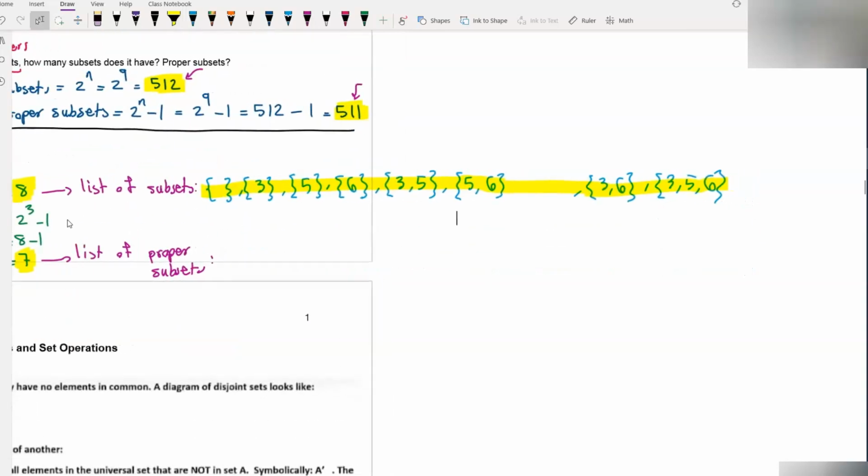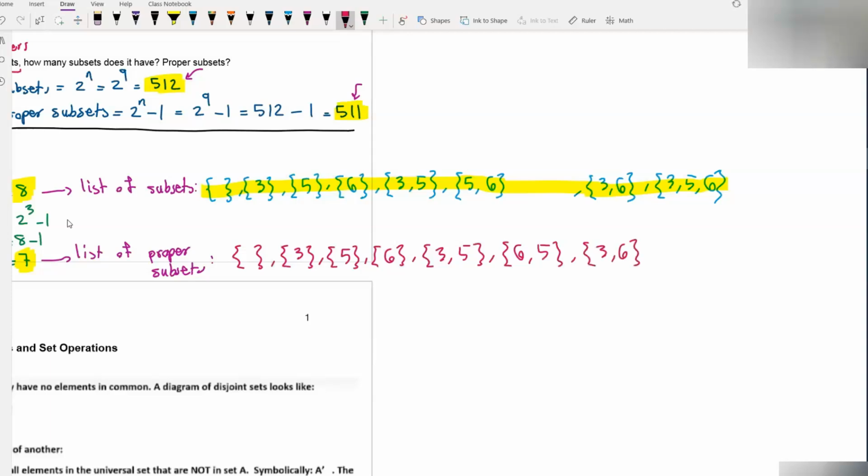Now list proper subsets. For proper subsets, the only one that we shouldn't use is the set itself. So in this case, our set is 3, 5, 6. We shouldn't write that one.